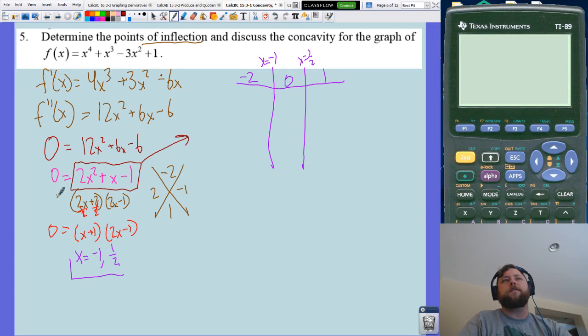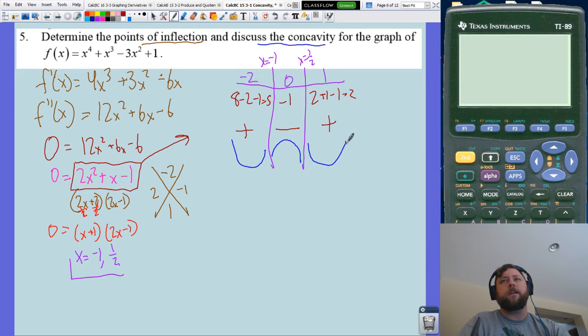If you plug in negative 2, I'd get 2 times 4 is 8, minus 2 minus 1, which would be 5, which is positive. If you plug in 0, you'd get negative 1, which is negative. And if you plugged in 1, you'd get 2 plus 1 minus 1, which is 2, which is positive. We have discussed concavity too. So we are concave up here, concave down here, and concave up. So my points of inflection happen when x equals negative 1 and positive 1/2 because it changes concavity.